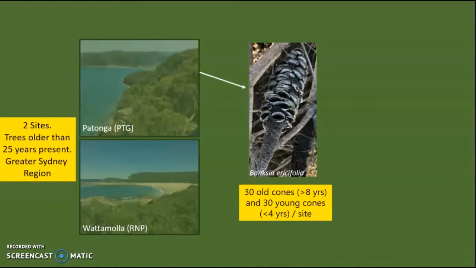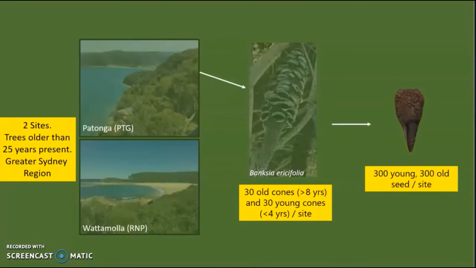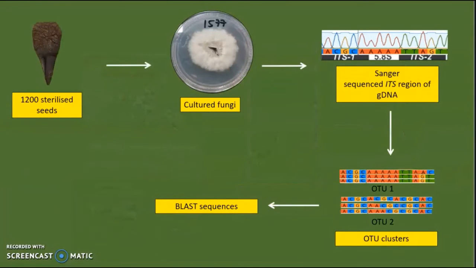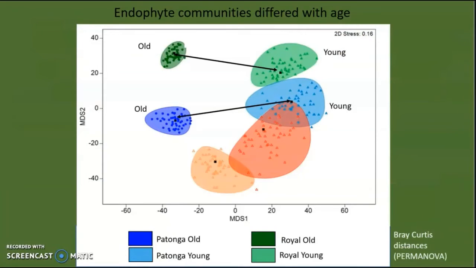At each site, 30 old and 30 young infractescences were collected. From each of these infractescences, 10 seeds were removed, totaling 600 seeds per site. We then followed the same methodology as our previous study to identify the fungal endophytes present, although we then blasted the sequences. PERMANOVA results indicated that the endophyte communities differed with age, and the differences were site-specific.